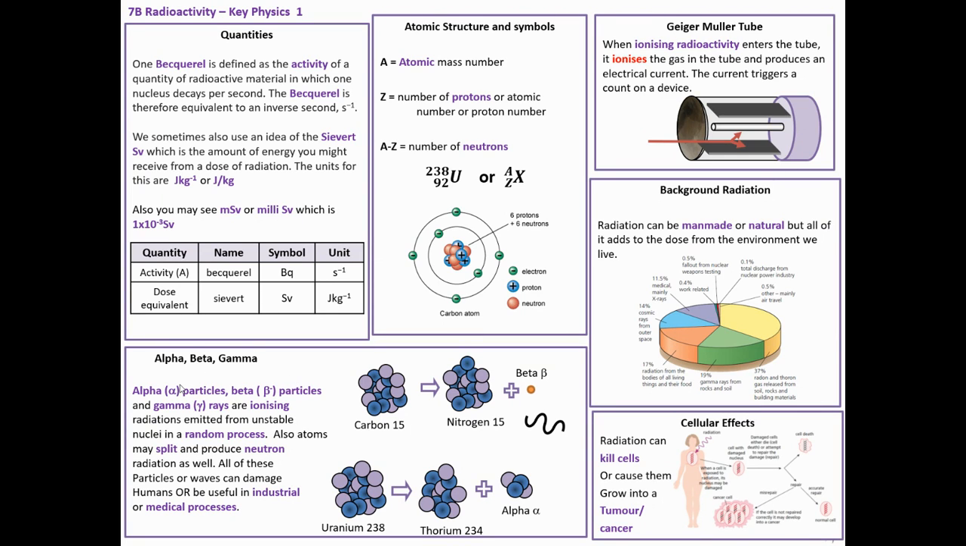Alpha, beta, gamma. So if you have radioactive decay, we get alpha, beta, or gamma emitted. Often, when we've had a beta particle or alpha particle emitted from a nucleus, we also get gamma, but sometimes we just get gamma. It's a random process. We can't predict when it's happening. We can't affect when it happens. It just happens. Also, atoms or nuclei may be split and produce neutron radiation as well.